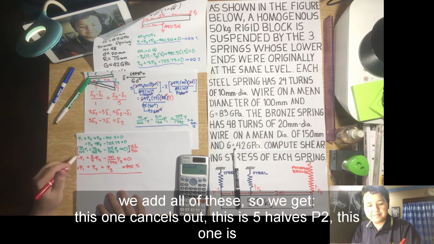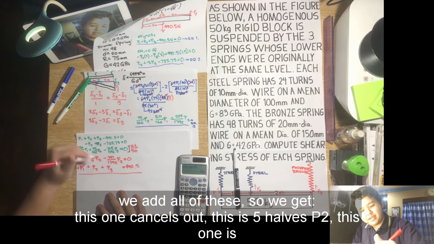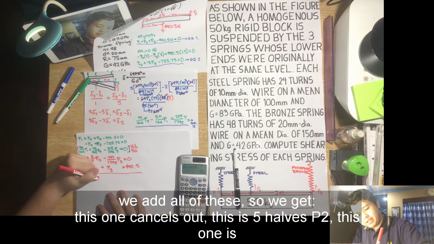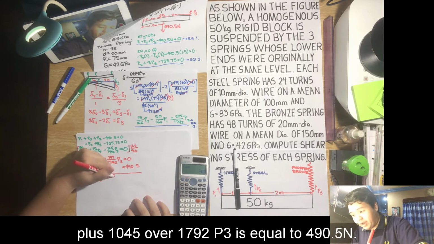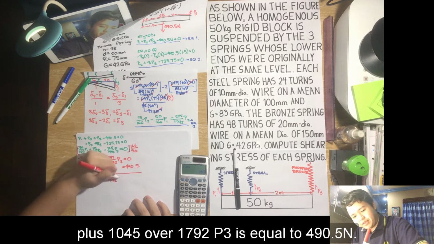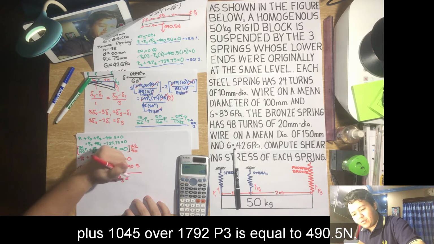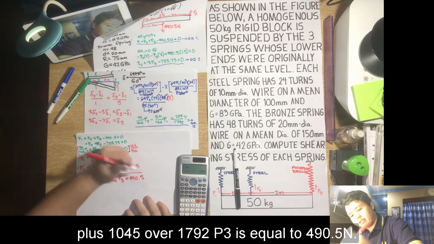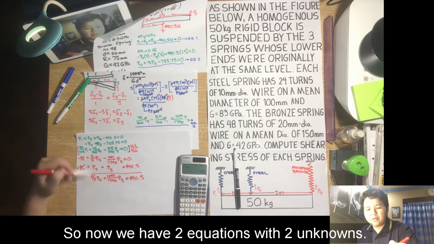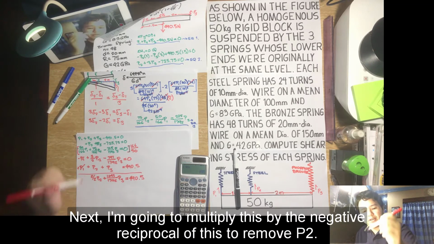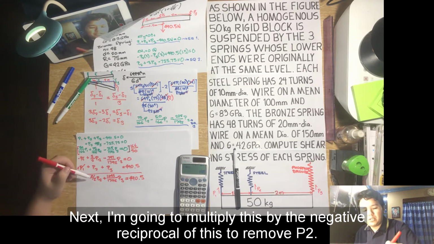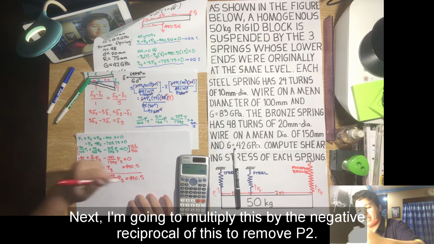We add all of these. This one cancels out. This is 5 halves P2, plus 1045 over 1792 P3 is equal to 490.5 newtons. So now we have two equations with two unknowns. Next, I'm going to multiply this by the negative reciprocal of this to remove P2.